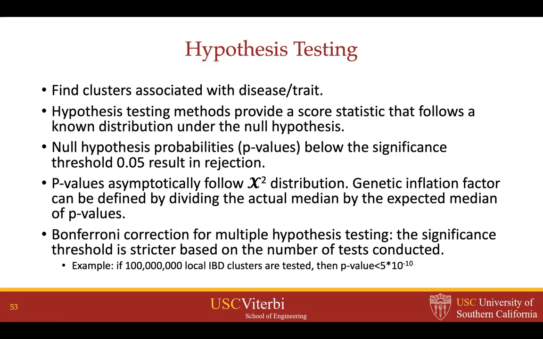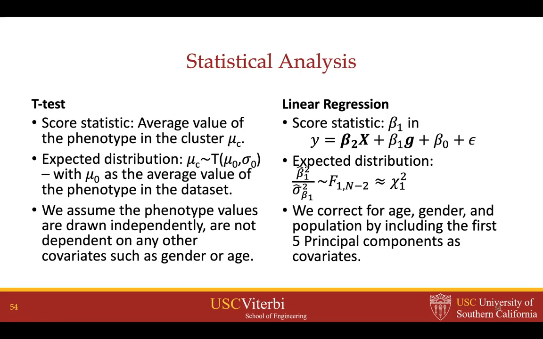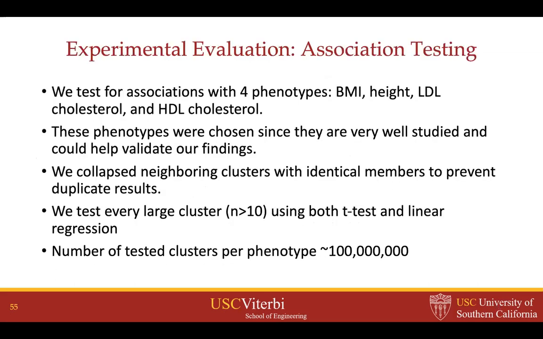For every one of those clusters that we find, Icahn tries to test the associations between that cluster and various phenotypes. We currently support two simple approaches. The first one is a t-test, where we compare the average value of the phenotype in the cluster to the total population. We have also added linear regression support, which corrects the phenotype value for age, gender, and population structure by including the first four principal components as covariates. It then looks at the distribution of the effect size.